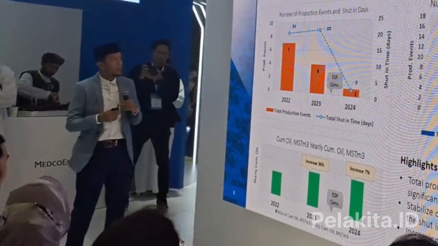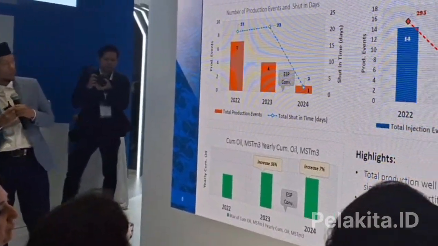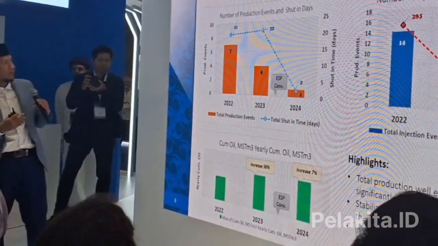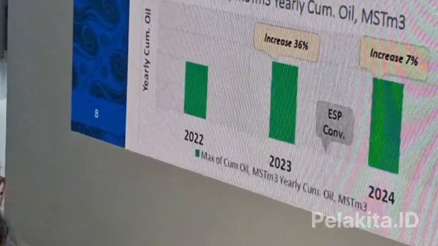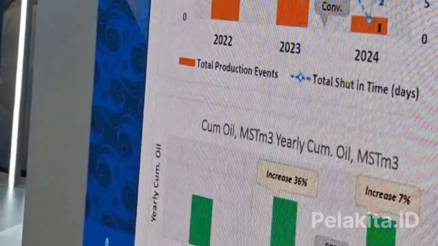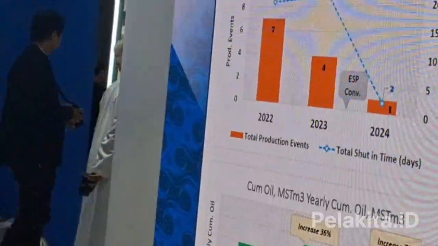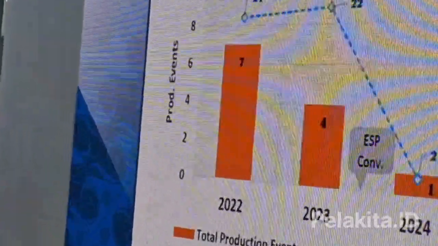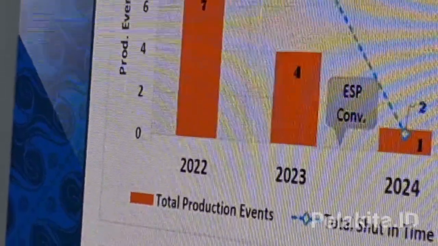factor of around 70%. So the stability in the well, the injector well, will affect your performance in the steam flood. So here we try to capture from 2022 until 2024 the number of events that we have in the production wells. Alhamdulillah, it's getting less. It means it's getting better. We have also reduced the total shutting time for the production wells.